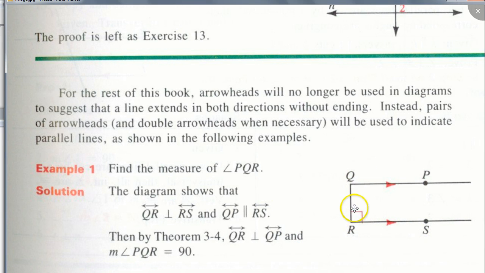This transversal is also going to be perpendicular to the other line, which is PQ. Does that make sense? So you could use one of those two. I'm sorry? No, you don't have to write that. It's in your book. But actually, example 2, I want you all to try.